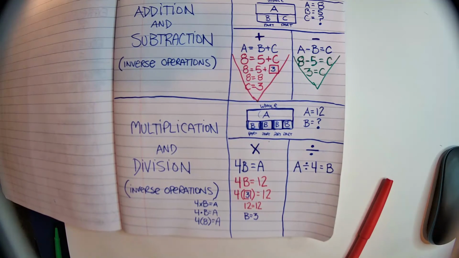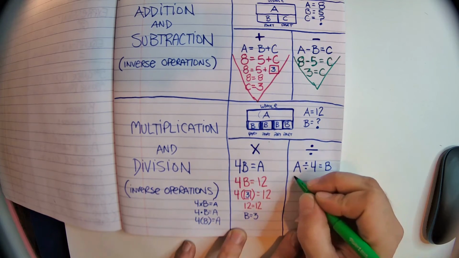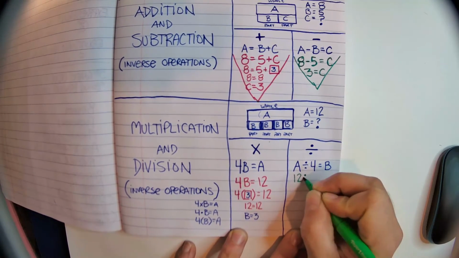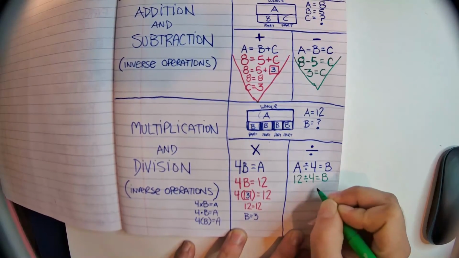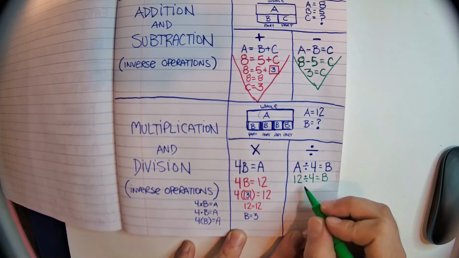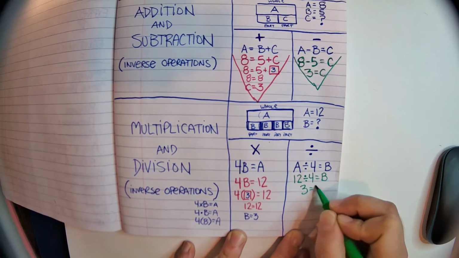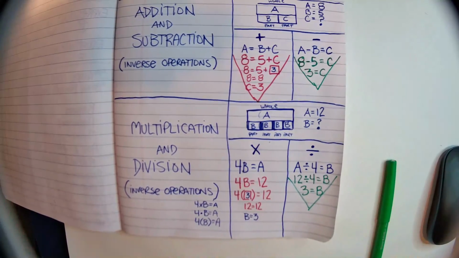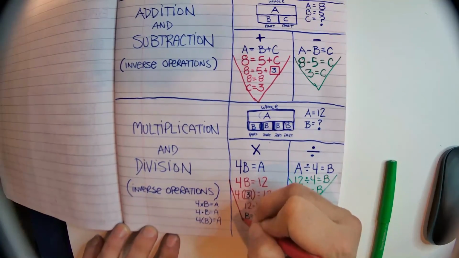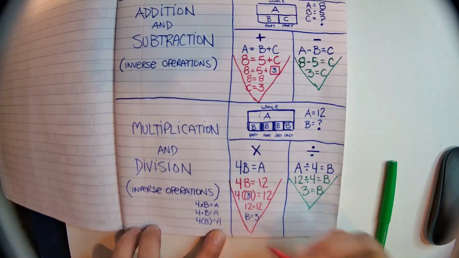On this other side, it's a little bit easier. All we have to do is plug in 12 for A. 12 divided into 4 groups equals B. And we have it all lined up. What is 12 divided by 4? 3. So we get the same answer in a few less steps. So remember, picking the right equation can save you some time and effort.